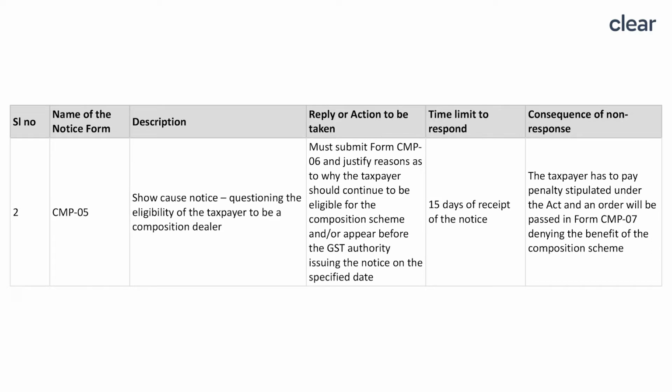Now, let's see what is CMP05 notice. It is a show cause notice questioning the eligibility of the taxpayer to be a composition dealer. Taxpayer must submit Form CMP06 and justify reasons as to why the taxpayer should continue to be eligible for the composition scheme or appear before the GST authority that issued notice within 15 days of receipt of the notice. If the taxpayer has not responded to the notice, he has to pay penalty stipulated under the Act, and an order will be passed in Form CMP07 denying the benefit of composition scheme.